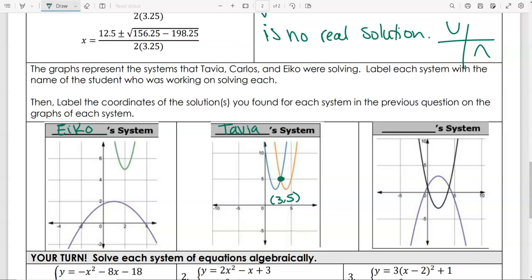Yes. Which means my last one belongs to Carlos. He had 2 solutions. Where were they? 0, 1, and 4, 1. So which one is this one? 0, 1, and this guy is 4, 1. Good.